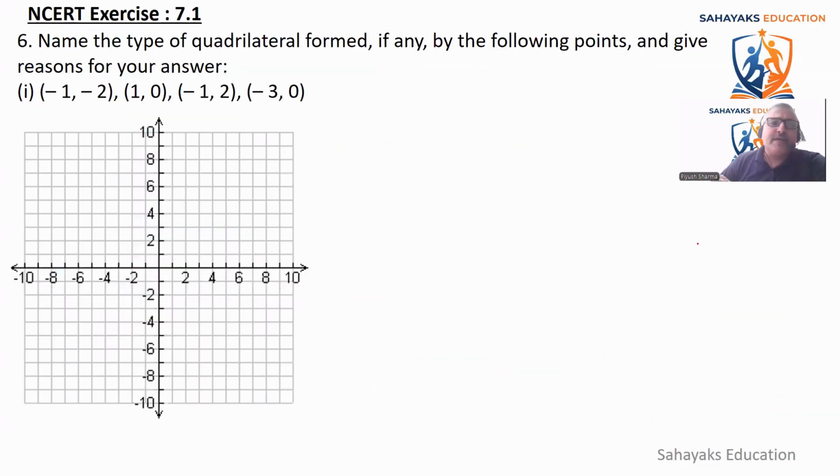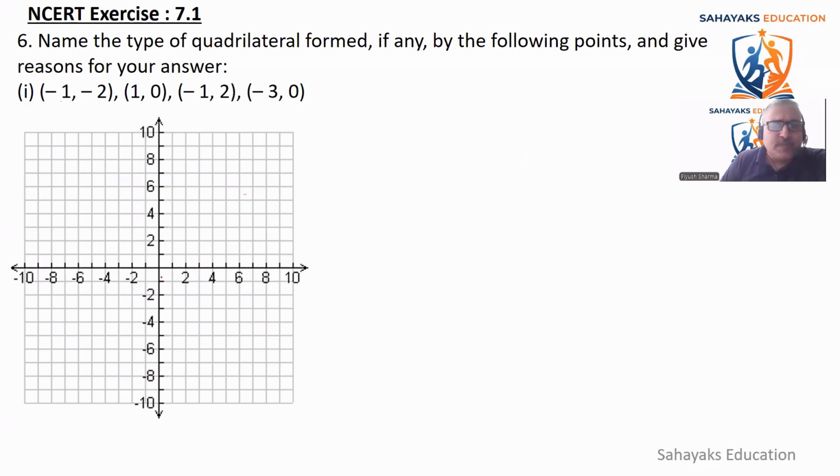Name the type of quadrilateral formed, if any, by the following points, and give reason to your answer. One way is I can just plot it and see which one it is. The other way is I find the distances and then plot it. I should ideally do it through distances. This is a simple one, so let's do it with both the methods.